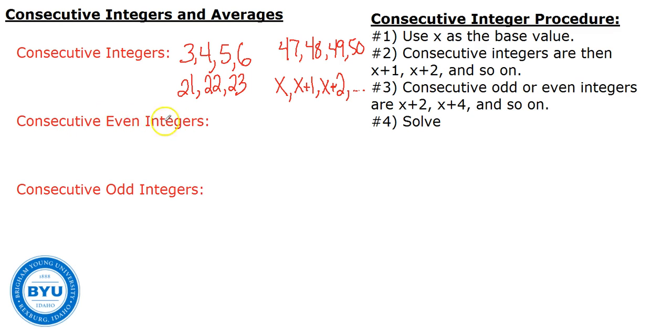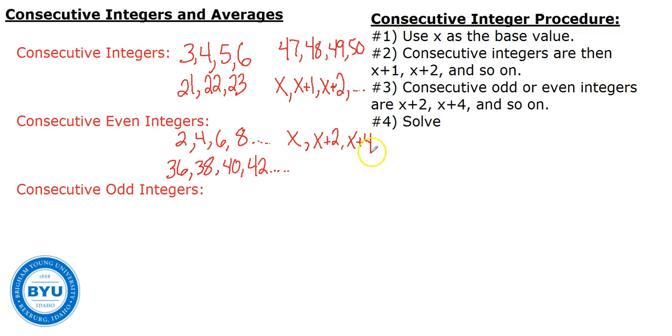Consecutive even integers are the ones that the cheerleaders do best. 2, 4, 6, 8. Those are all consecutive even integers. What if we started at 36? Well, the next consecutive even integers would be 38, 40, 42, and so on. Now, if we didn't know what even integer we wanted to start off with, we would call the first one x, and notice we would add 2 each time to get to the next one. X plus 2, x plus 4, x plus 6, and so on.